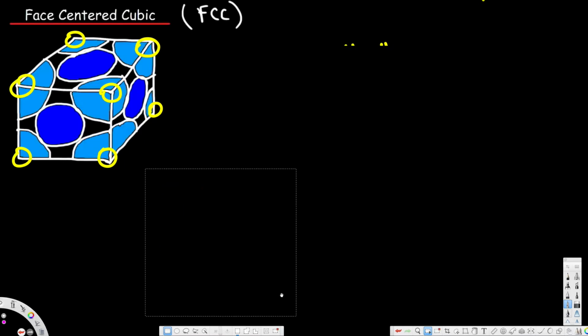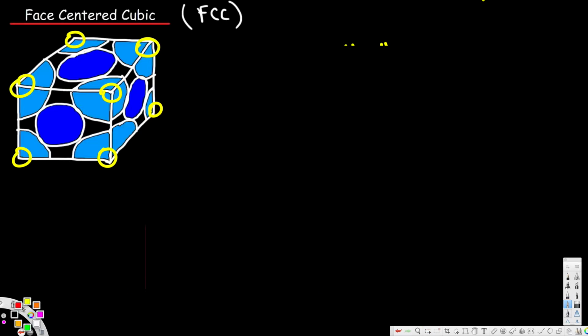Okay, the edge length for a face-centered cubic structure is given by x equals the square root of 8 times r. Now let's see how we derive this one. If you look at one face of this cube structure, the radius is r, so the diameter is going to be 2r, right? And from here to here it's r.